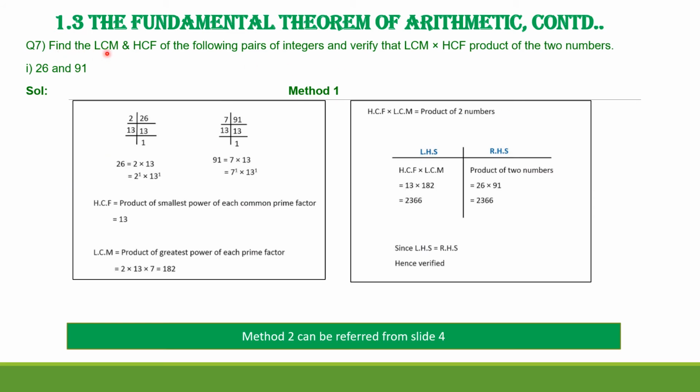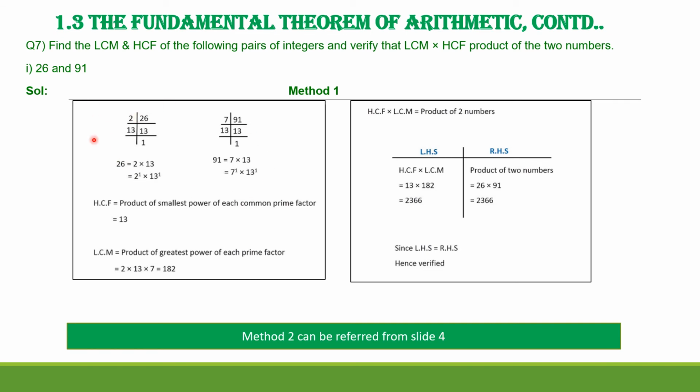Question 7. Find the LCM and HCF of the following pairs of integers and verify that LCM into HCF equals the product of the two numbers. There are three examples. We will start with example number 1, 26 and 91. It's in the same way; here we have just applied method 1. If you want to view method 2 again, you can refer to slide 4, which we have already discussed previously.